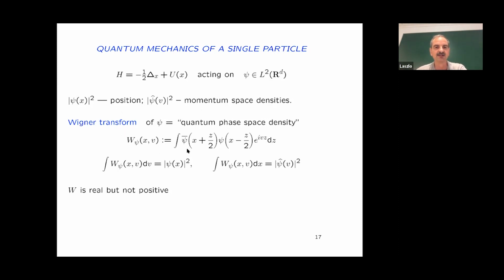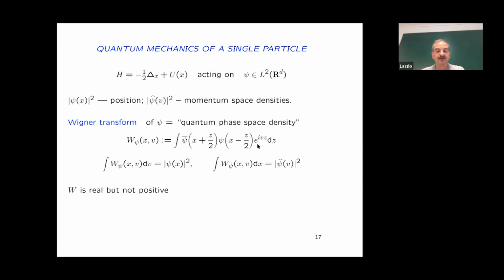So here's the definition. The Wigner transform is a function of the phase space x and v, as in the classical situation. It is associated to a wave function, and in some sense it expresses the so-called quantum phase space density of the wave function psi. Here is the formula. It's a sort of shifted Fourier transform.